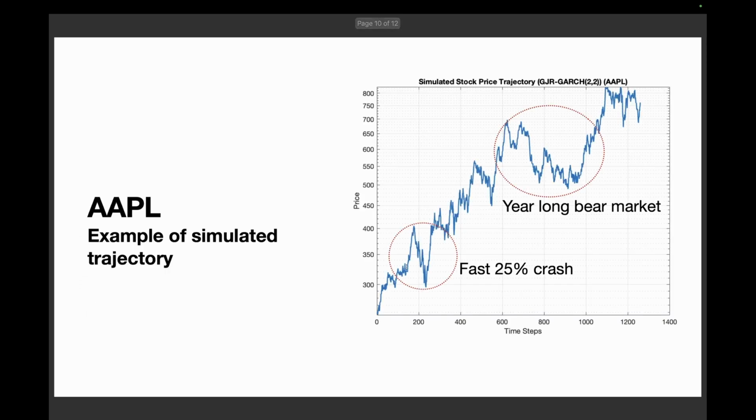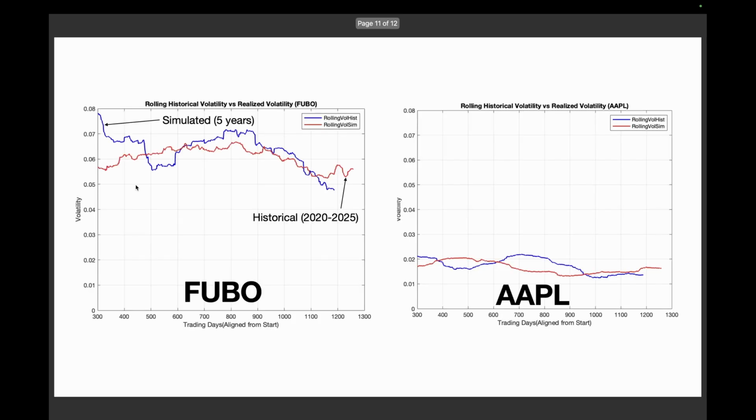And the result of this is really realistic trajectories we get. Here is one that I took for Apple, randomly out of 10,000. There are 5 years of daily data we generate, and sometimes we'll have one like this, with a 25% fast crash, or a year-long bear market, and they model the behavior of the stock very well.